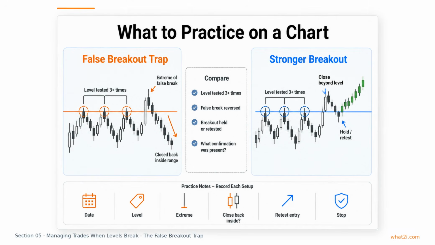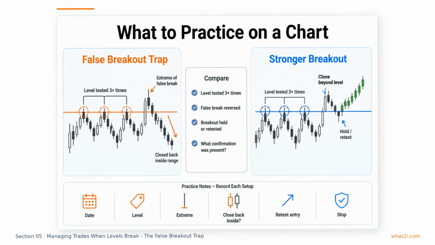A practical way to improve is to compare false breakouts with stronger confirmed ones on recent charts. Start by marking a support or resistance level that has been tested at least 3 times. Then find one example where price broke the level and quickly reversed back into the range. After that, find another example where price broke, closed beyond the level, and then held or retested successfully. Compare what confirmation existed in the stronger setup that was missing in the other. That exercise trains your eye to focus on evidence instead of movement alone.